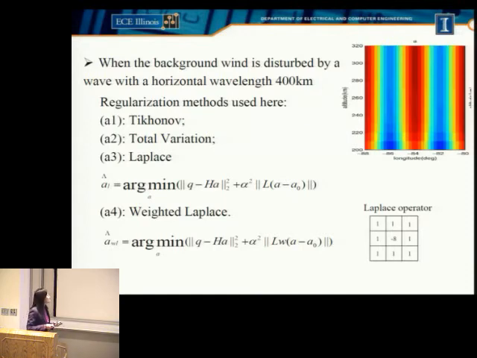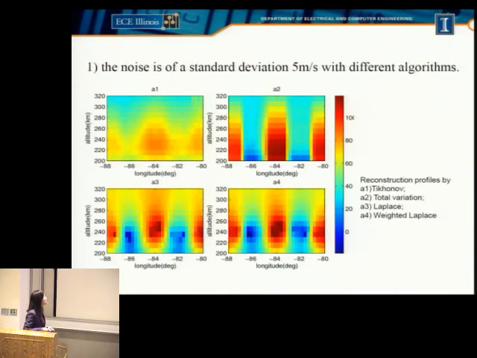And besides the Tikhonov and the total variation, I also consider two other kinds of regularization. So this one, I use the Laplace operator here instead of the first and the second derivative. And here, I use the weighted Laplace operator shown here, which can more capture the variation of a wave structure. And here is the result when noise is around 5 meters per second. A1 is by the Tikhonov, A2 is by total variation, A3 is by Laplace, and A4 is by weighted Laplace.